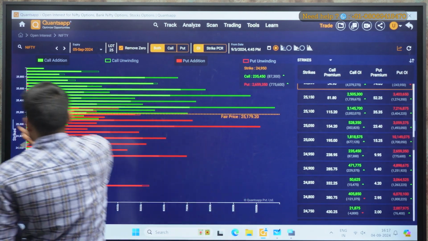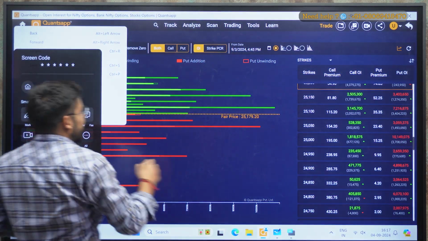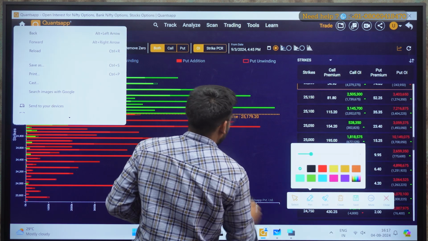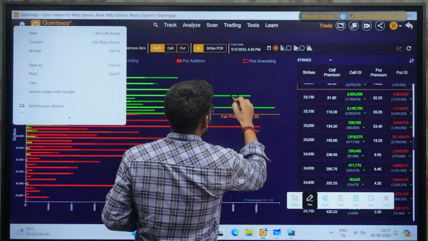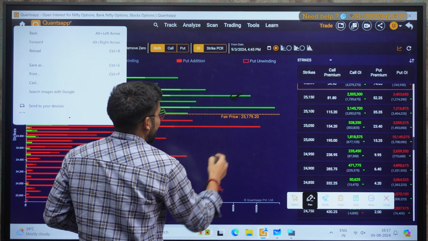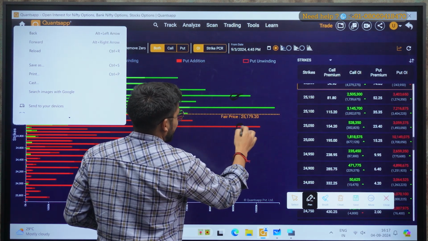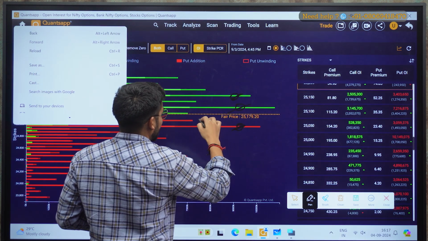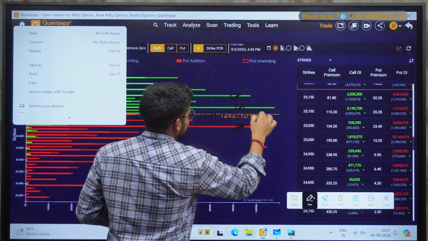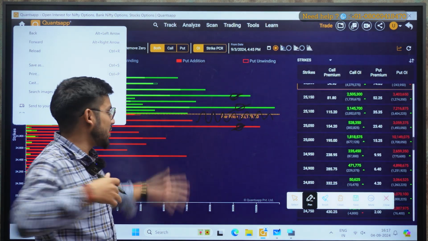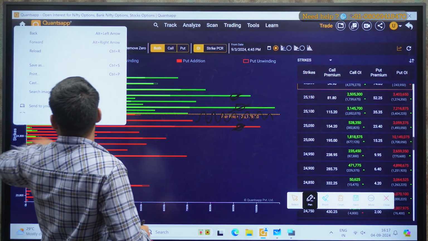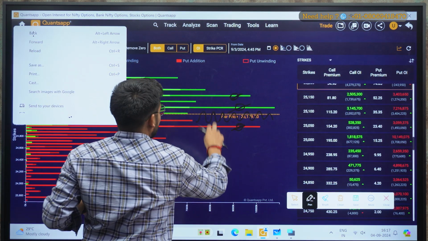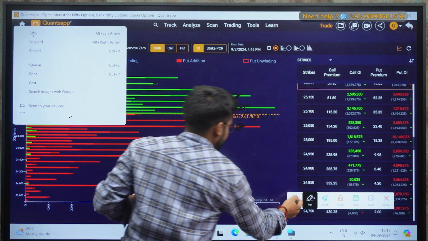If I give you a brief idea, the call sellers don't want the market to cross this level, and similarly the put sellers also don't want Nifty to cross this level. So what will the market do? It will oscillate between these two levels. This is how the Nifty will react with these two levels.